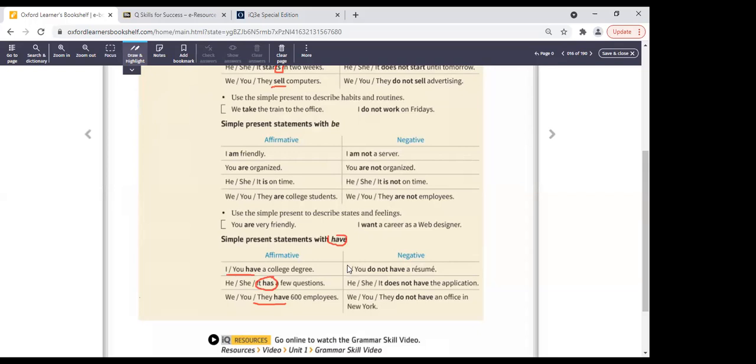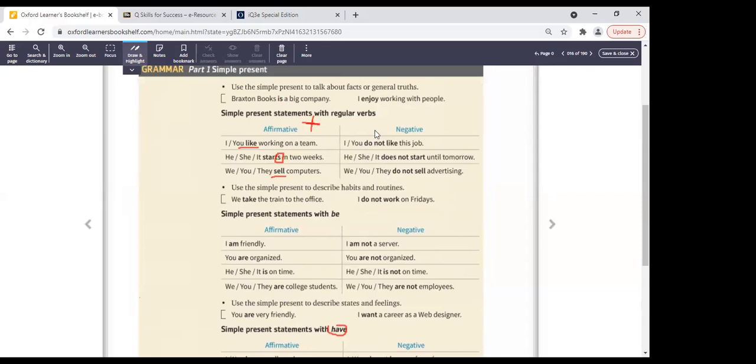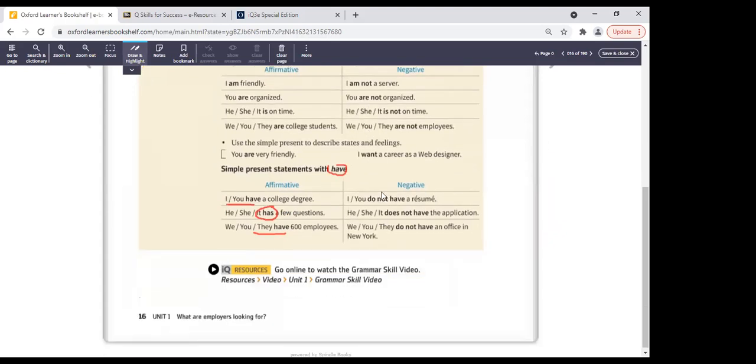Negative uses do, don't. He, she, it uses does with negative. So when we have a negative, we say do not. I do not like, I don't like, and the same with you, we, and they. And for he and she, we say does not, doesn't. So we have positive and negative, and the same with have as well.